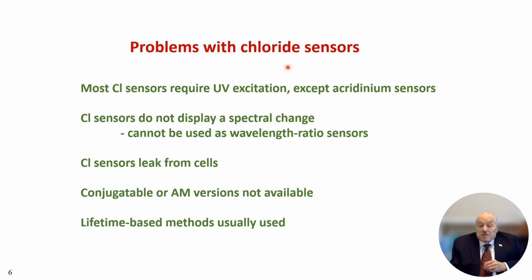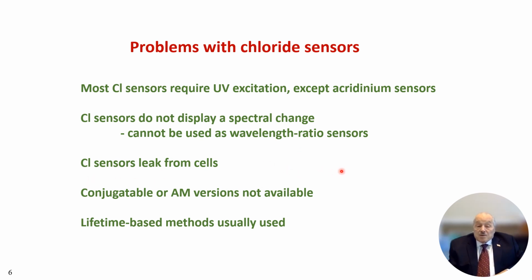There are problems with chloride sensors. Most of them require UV excitation. Cells don't always like that. It could damage the cells, and you get a lot of autofluorescence at shorter wavelengths. The chloride probes don't display a spectral change, as opposed to the pH sensors and the calcium sensors we looked at, so they cannot be used as wavelength ratiometric sensors without some further modification.